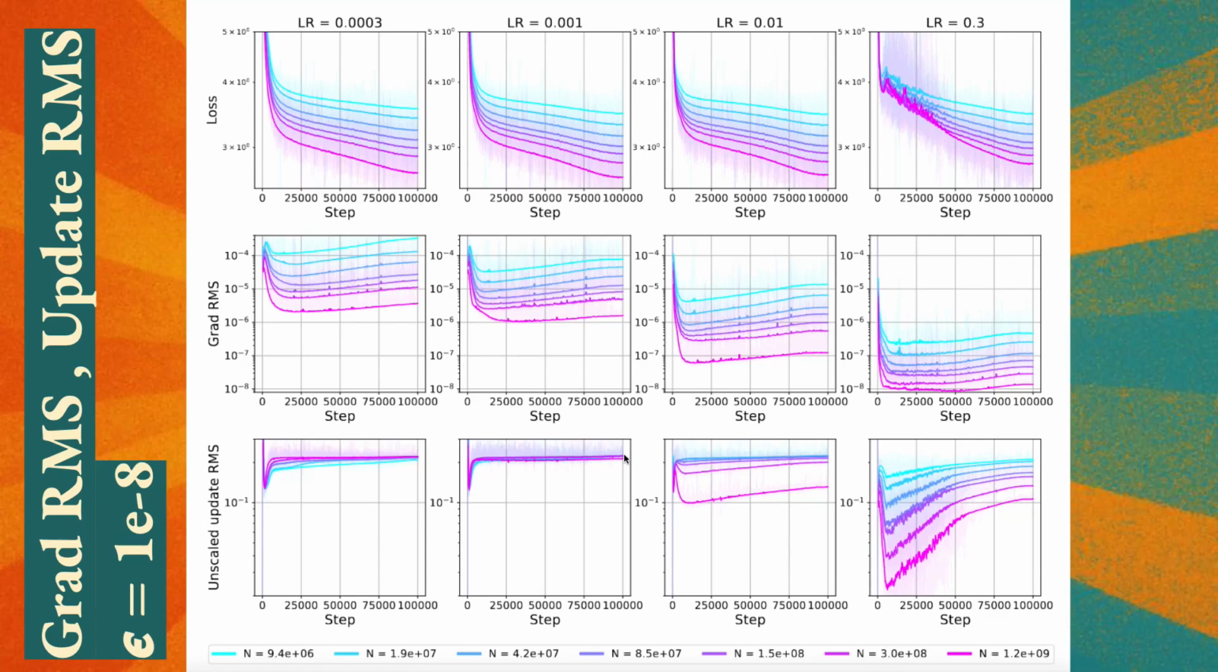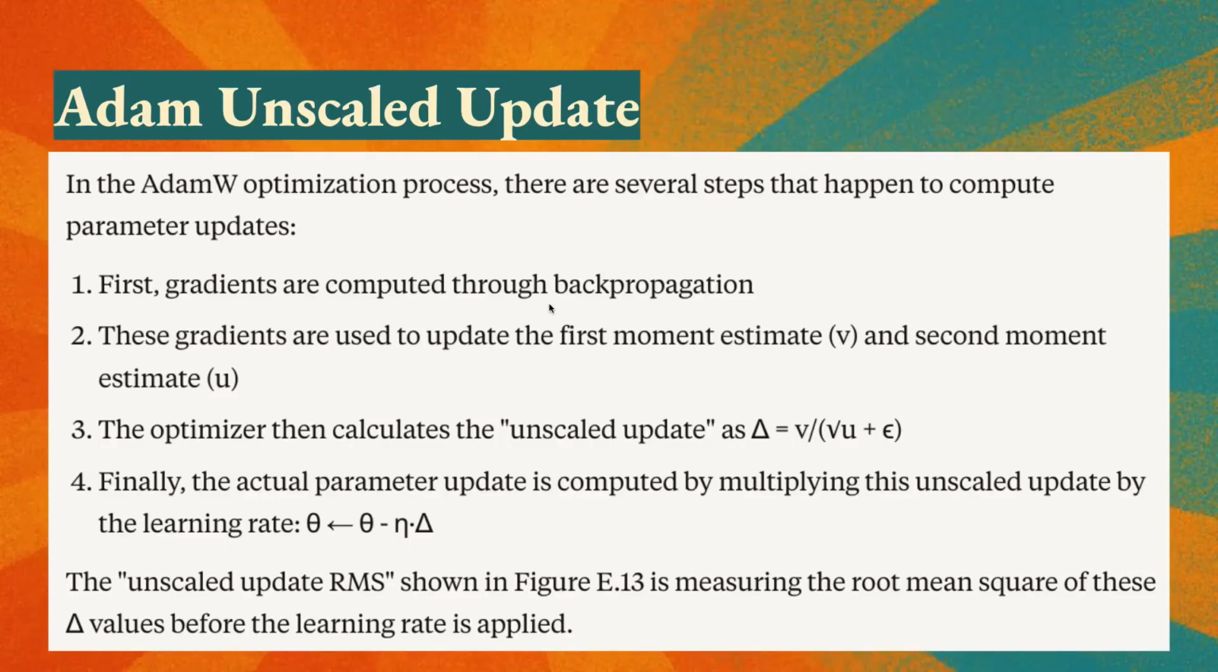My understanding is that what we're losing with the large learning rate is faster convergence and a lower loss, and we're losing that because of our collapsing unscaled update, which is happening because of our collapsing gradient RMS, because as we go closer to the epsilon value, the numerator keeps getting smaller and the denominator stays constant.